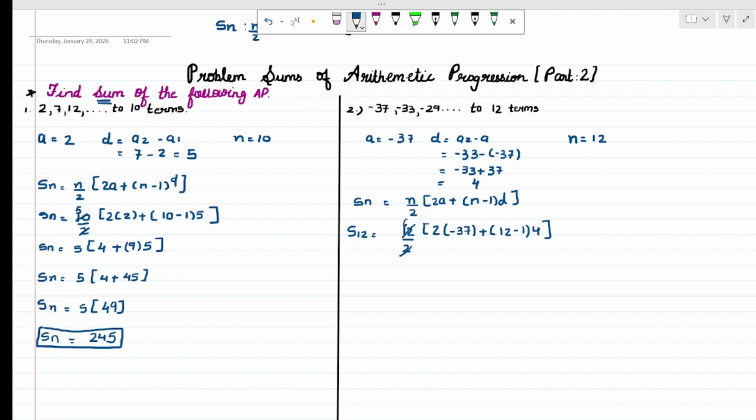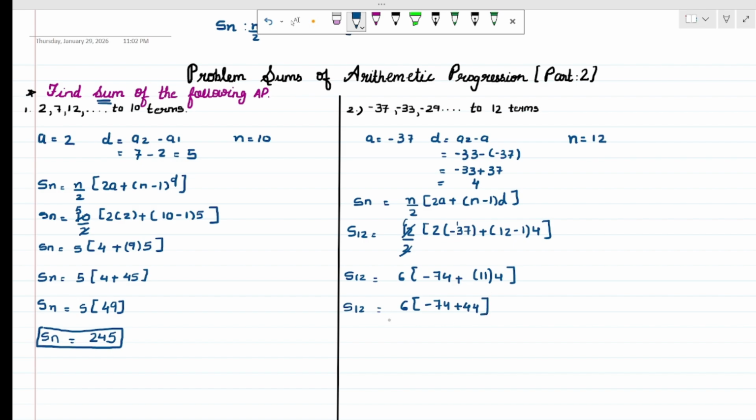2 sixes are 12. So you will get S12 is equal to 6 times. 2 sevens are 14, and 1 carry over, 2 threes are 6 and 1 is 7. That means minus 74 plus 12 minus 1 gives me 11 times 4. So S12 is equal to 6 bracket minus 74 plus 44, because 4 11s are 44.